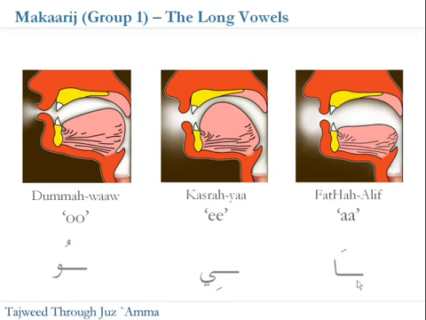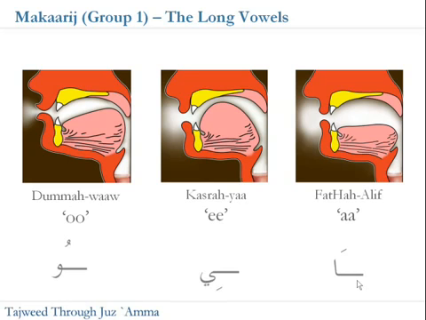And the last one is the Dhamma Wow, which is the oo sound, and the air again is passing all the way from the throat through the middle of the mouth out through the front of the mouth. The oo sound is made with the rounding of the lips, but at the same time the back of your tongue will raise.